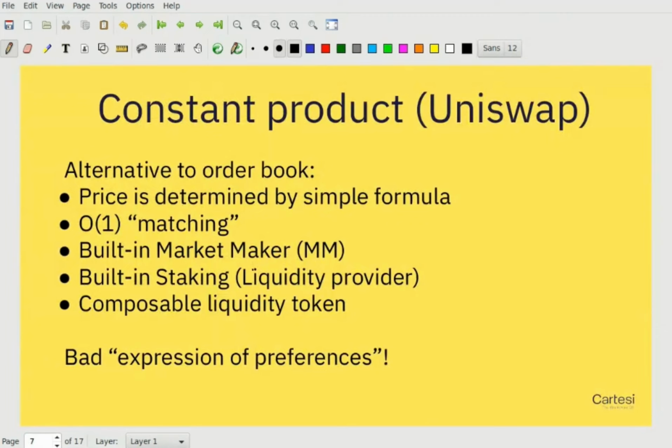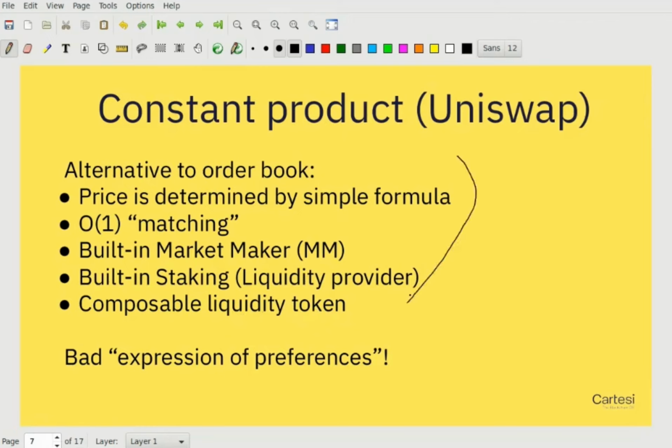Also, there is a way for people who are not interested in trading so much. They just have spare money to invest, they can stake the money there, and they will make a little fee out of the people who are actually trading. So there is a built-in staking system. And when you stake, you get a liquidity token that you can send elsewhere and lend in a crazy platform. So it's very interesting in terms of composability as well.